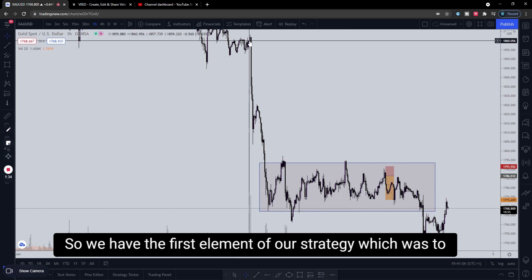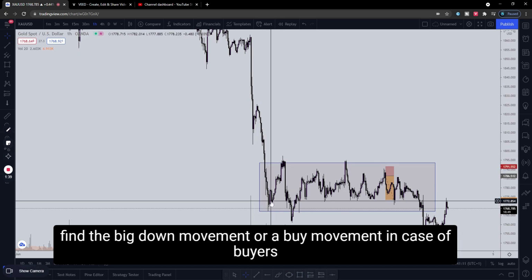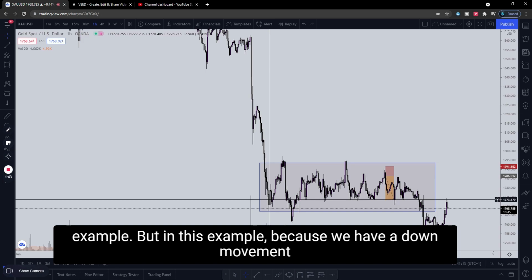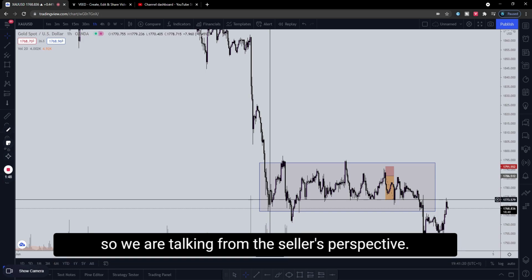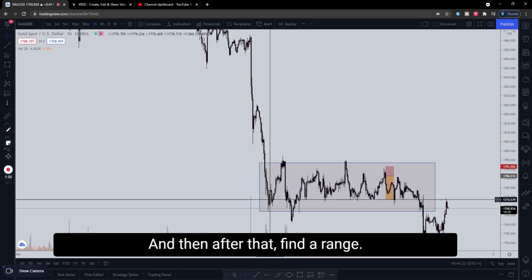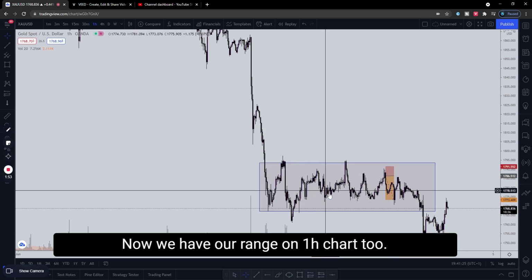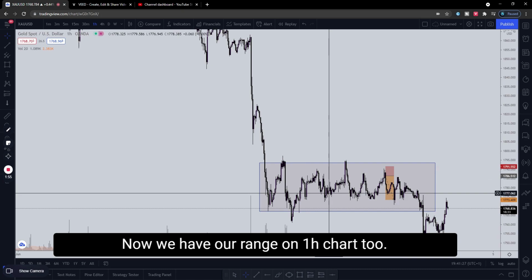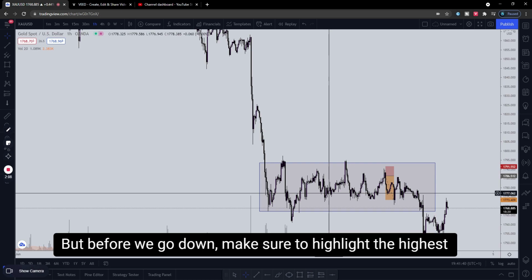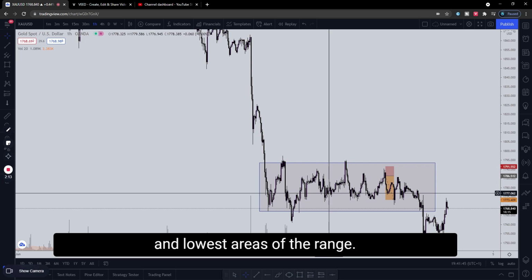So we have the first element of our strategy, which was to find the big down movement or a buy movement in case of buyer's example. But in this example, because we have a down movement, we are talking from the seller's perspective. And then after that, find a range. Now we have our range on 1 hour chart too. Now 1 hour has served its purpose. So we will go down to 15 minutes now. But before we go down, make sure to highlight the highest and lowest areas of the range.